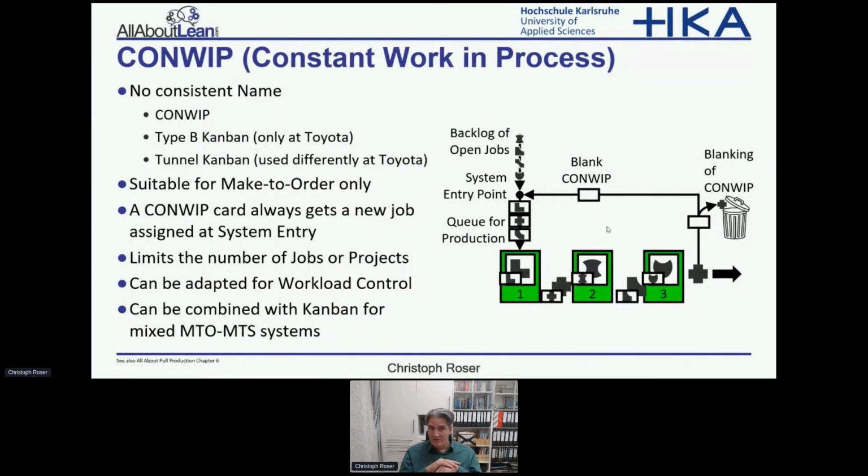The great thing about the CONWIP system is that it is very similar to Kanban, and because of that, you can easily combine both of them in the same system. Many of you may have the problem that you have a production system where most of your parts are made to stock, but a few products are made to order, and CONWIP is a possible way to combine both of those into the same system and have a pull over the entire production system.